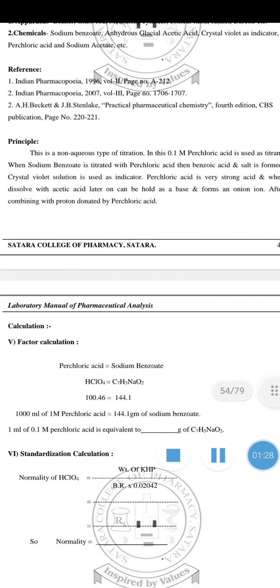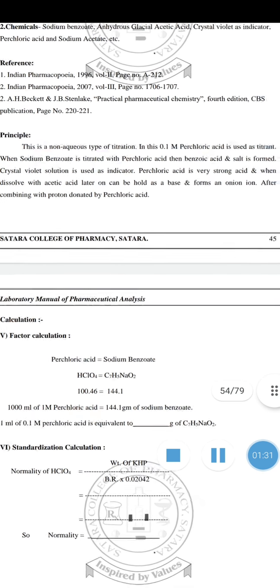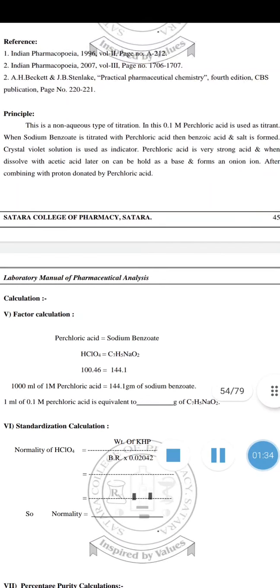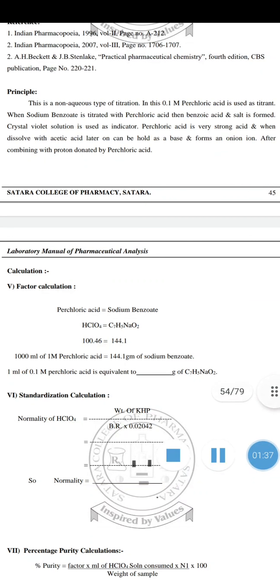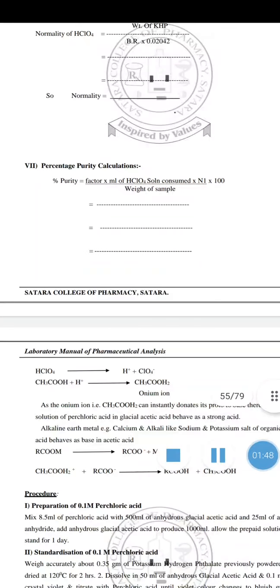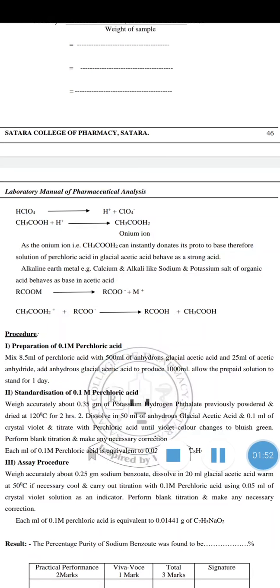Then crystal violet solution is used as an indicator. Perchloric acid is a very strong acid, and when dissolved in acetic acid, the acetic acid behaves as a base and forms an onium ion after combining with the proton donated by perchloric acid. In this reaction, the onium ion, that is CH3COOH2+, can instantly donate its proton to a base. Therefore a solution of perchloric acid in glacial acetic acid behaves as a strong acid.